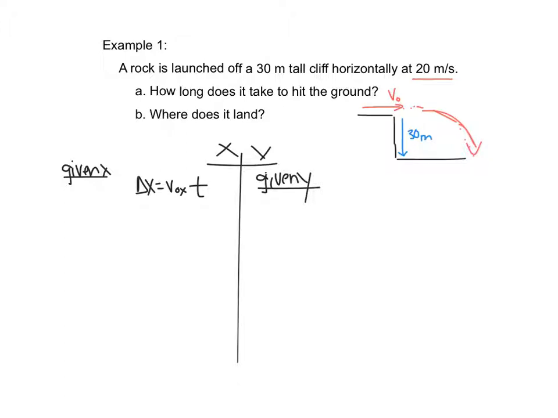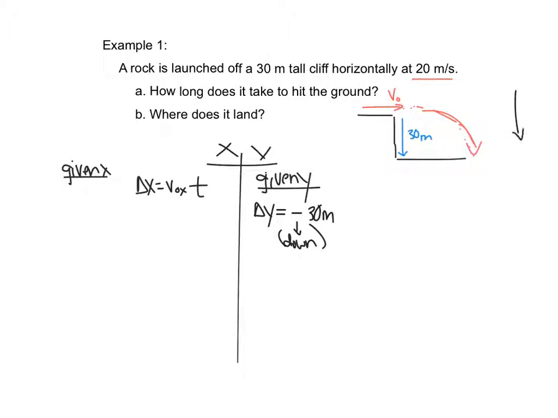I'm going to start by filling in what we have, what we can see here before we deal with anything that's sort of hidden or invisible. So 30-meter tall cliff means that the object is going to drop 30 meters. And because the object is going in the negative direction, I'm going to say that my delta y is a negative 30 meters, meaning that the object is moving down.